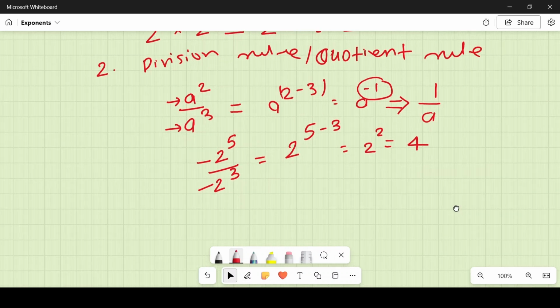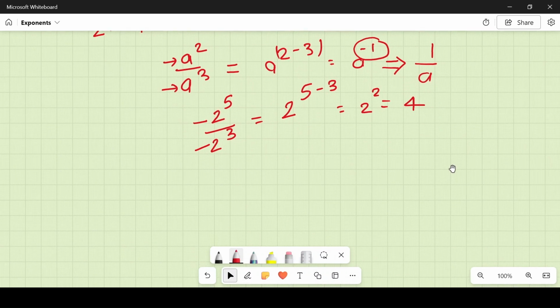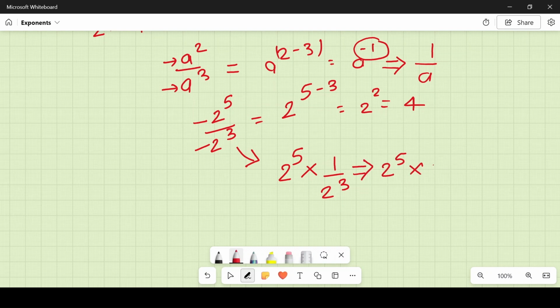Okay, now let's prove this division rule using our first rule, that was the product rule. I can also represent this division rule as 2 raised to 5 multiplied by 1 divided by 2 raised to 3. So you see, we can also represent this division as a multiplication. Now let's simplify this further. Then 2 raised to 5 multiplied by 2 raised to minus 3, because according to the reverse exponent, we can also rewrite 1 divided by 2 raised to 3 as 2 with minus 3 as an exponent.